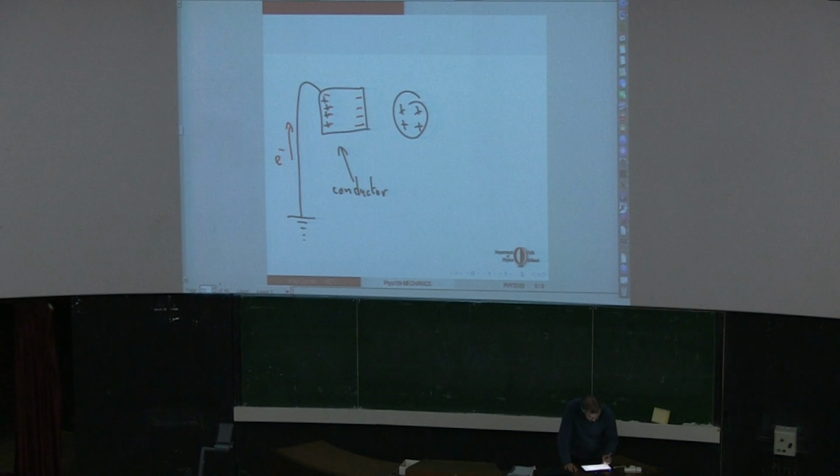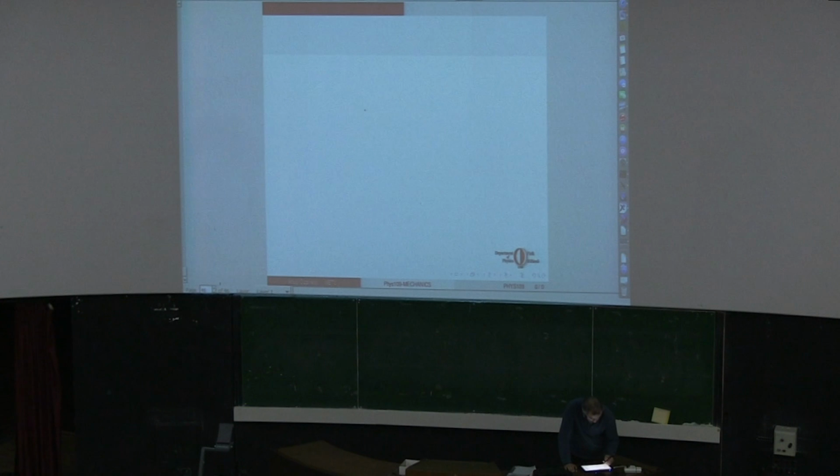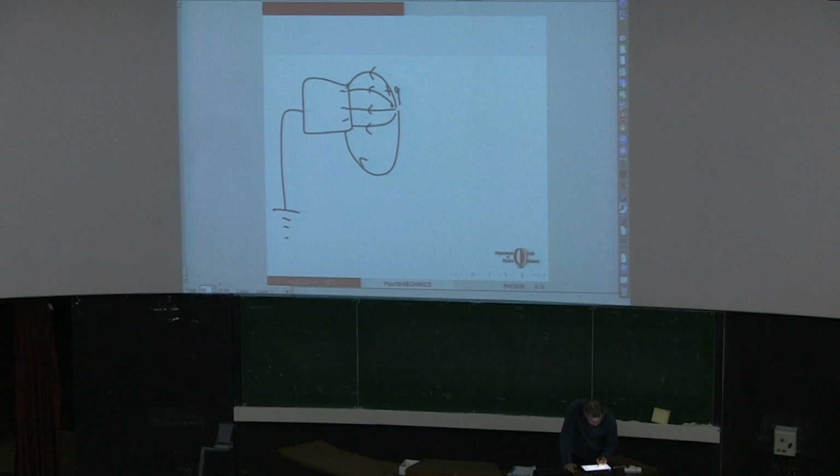Well, at the end of the day, we will have such a configuration. We have the positive charge Q. Okay, so this is grounded. So here we have the negative charges. So this will be the shape, more or less. Again, everywhere it is perpendicular.